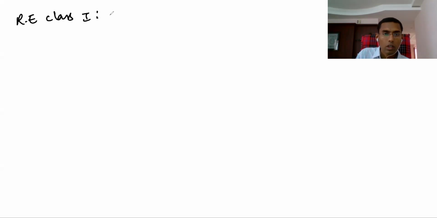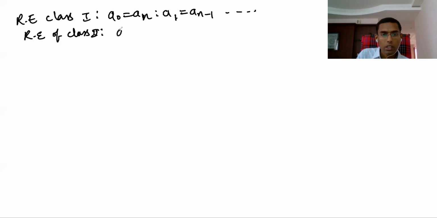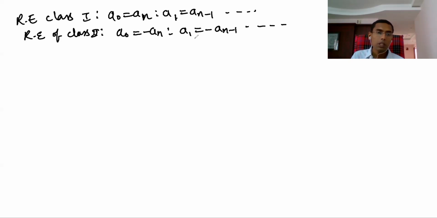Okay, what is here? a0 equal to an, a1 equal to an minus 1, and so on. For reciprocal equation of class 2, what is the condition? a0 equal to minus an, a1 equal to minus an minus 1, and so on. That means, as I told first, the coefficients equidistant from the beginning and ending are equal in magnitude but opposite in sign. That is reciprocal equation of class 2.